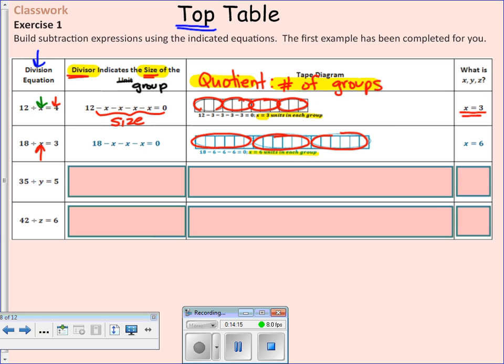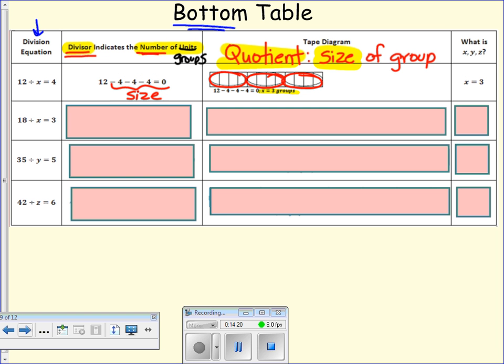Now let's try the same equation, but on the bottom table. Now the difference is on the bottom table, my divisor x is telling me the number of groups. Do I know how many groups to make? No. So I'm going to look at my quotient. My quotient is 3. My quotient is telling me the size of the group. So now I'm going to take my tape diagram of 18 and make groups of 3. Because this 3 is telling me the size of the group.